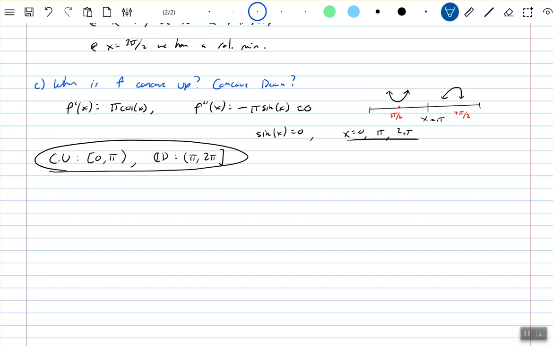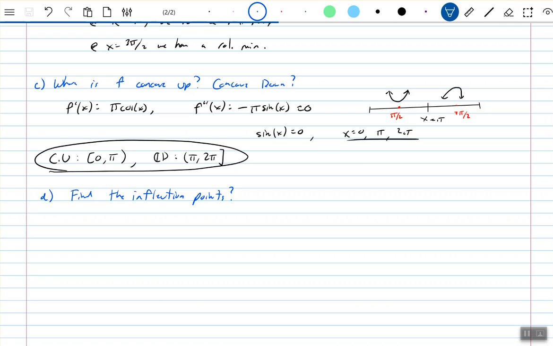Now, for part D, find the inflection points if they exist. How do we find inflection points? Well, the first thing to do is ask ourselves, what is an inflection point? An inflection point is where a function changes concavity and the function exists at that point. So we have a point of inflection if the function changes concavity at that point, and the function exists at that point.